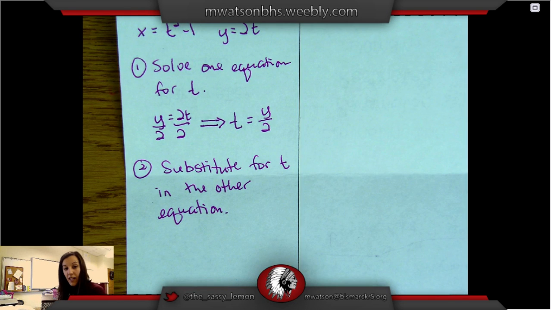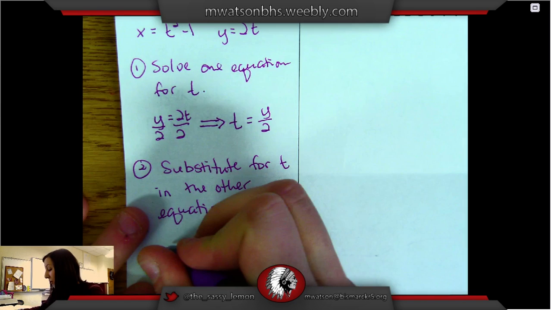So yes, they represent the same thing whenever we get our final solution. However, they are a little bit different because now you don't know the direction or how fast something's moving. You just have a graph.